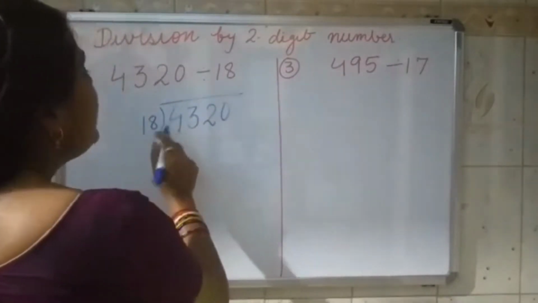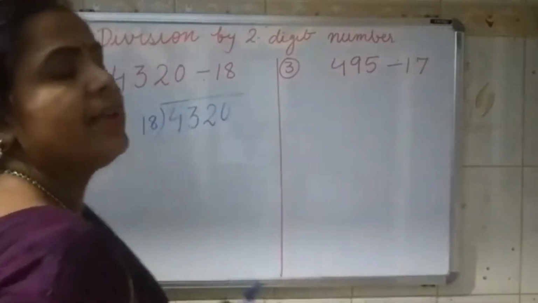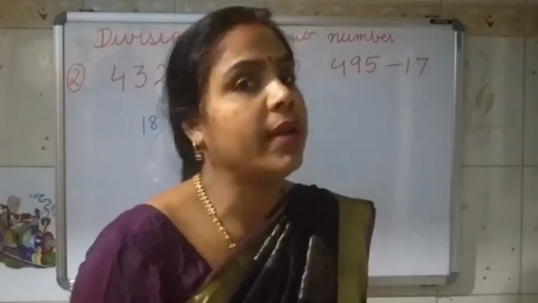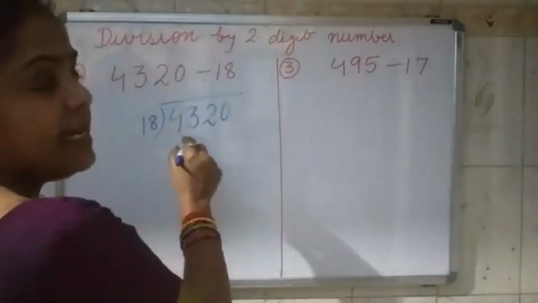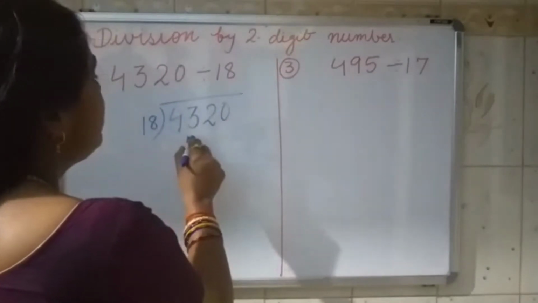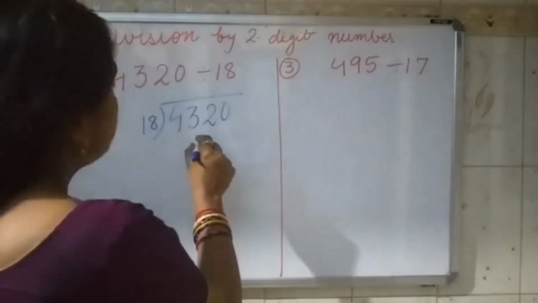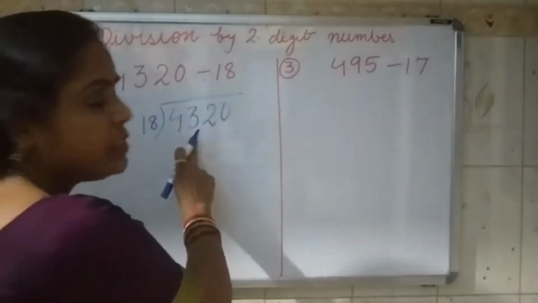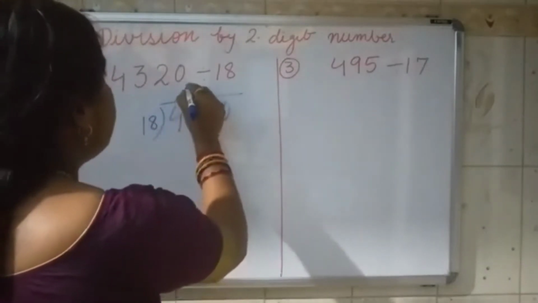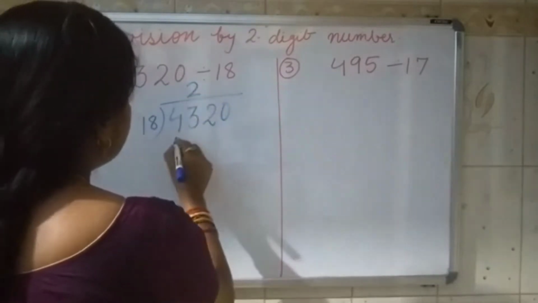Now we will read the table of 18 till the time we get a number equal to or less than 43. So we will read the table of 18. 18 1s are 18, 18 2s are 36, 18 3s are 54. So 3 times it is coming 54, which is not possible. So we will go for 2 times.